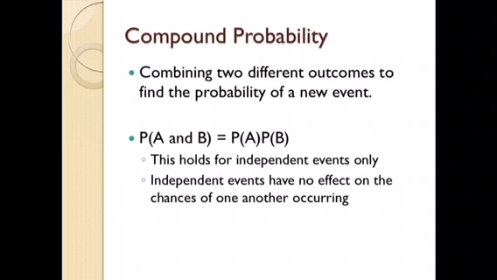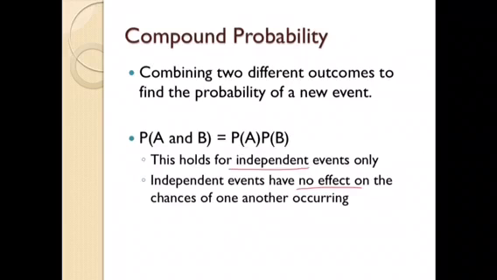Alright, here we have compound probability, which is combining 2 different outcomes. And it's normally listed as the probability of A and B. And the easy way to do this is to multiply the 2 different probabilities together. It's important to note though that in order to do this, we want to have independent events, which means that they have no effect on the chances of one other happening. So for example, if I say rolling a die and choosing a color, there's no way that rolling a die could affect choosing a color.